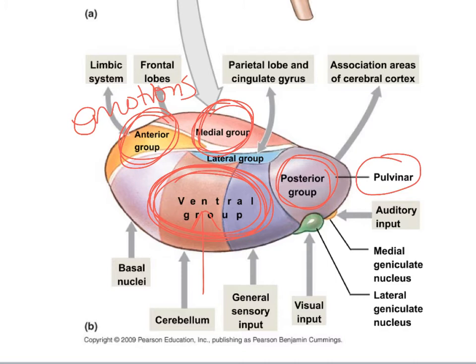But what I want you to know here is that in the pulvinar, we have these two bodies. One is called the medial geniculate, and the other one is called the lateral geniculate. Okay, so we've got the medial and the lateral geniculate. Now, these areas, I don't want you to confuse them with the colliculi. These areas are going to receive visual and auditory information. It's not a reflex.